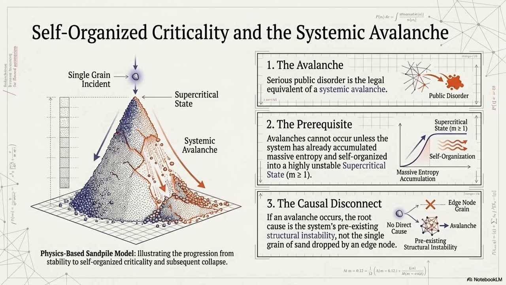So avalanches, or in the context of this trial, massive viral information cascades that might actually cause serious disorder, do not happen in a vacuum. No. They only happen when the system itself is already in a critical or supercritical state. Exactly. And scientists don't just guess when a network is in a critical state. They measure it. Right. There's math for this.